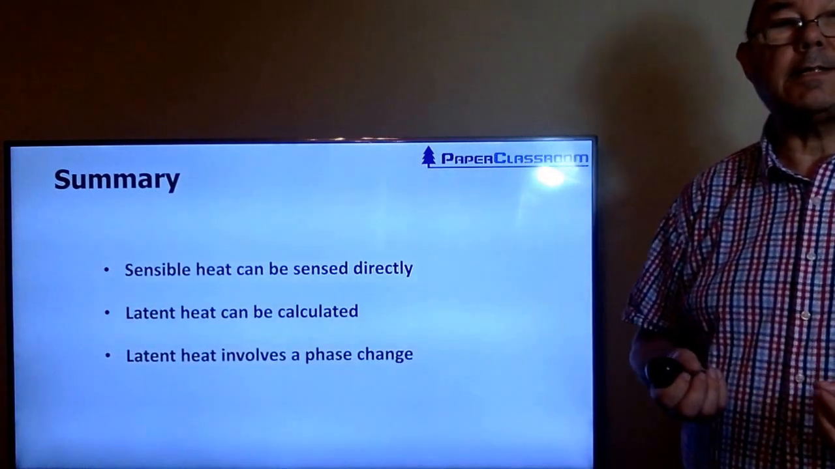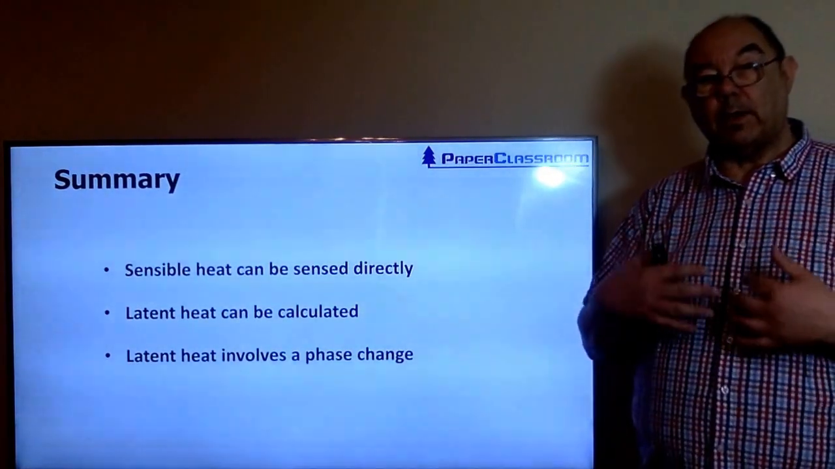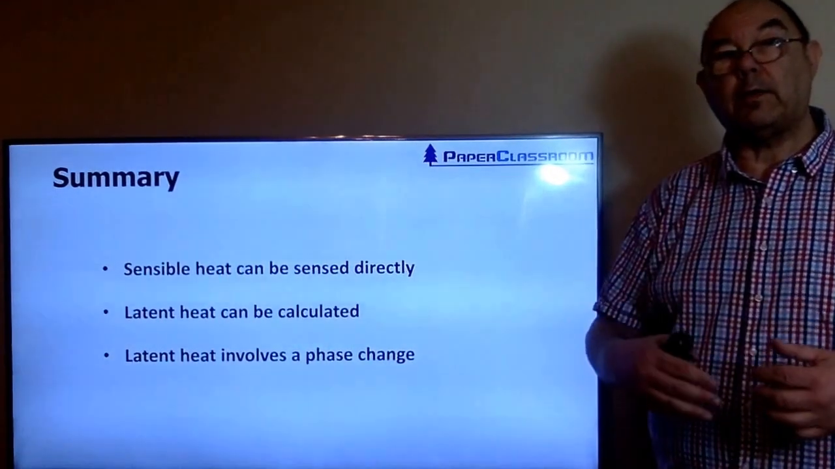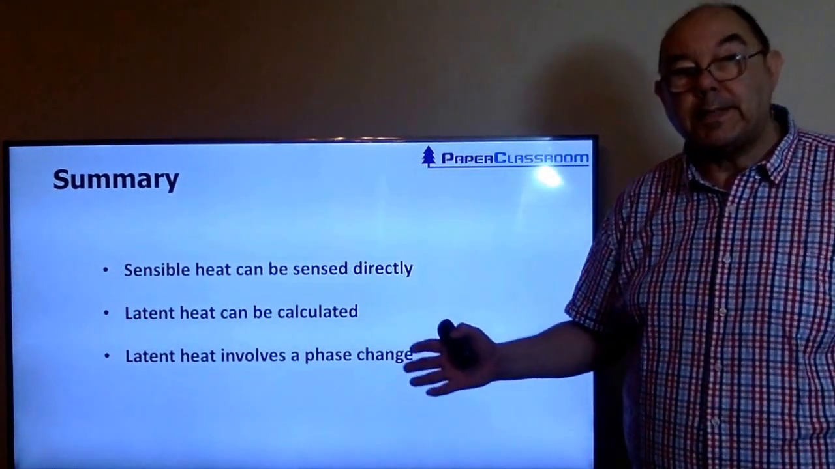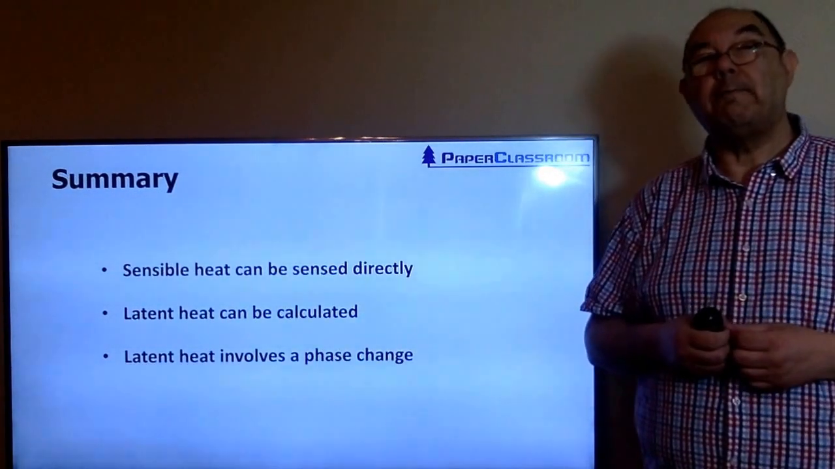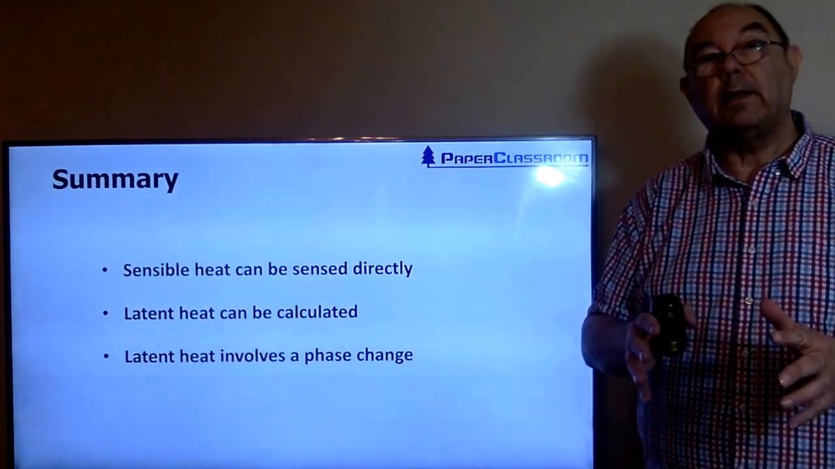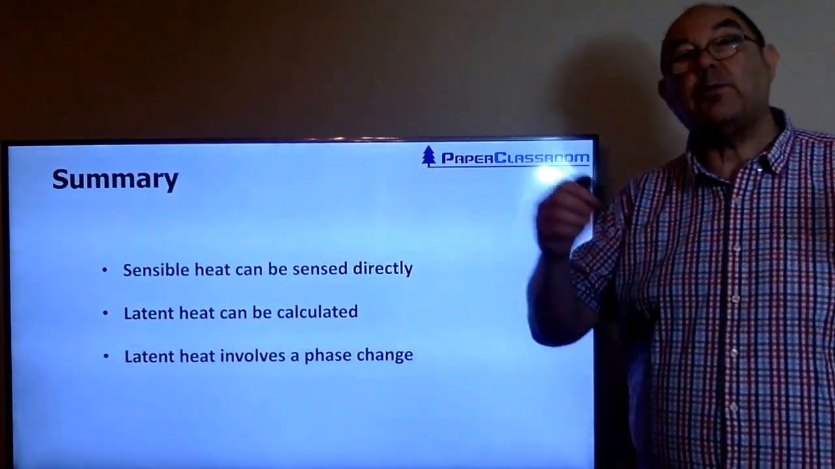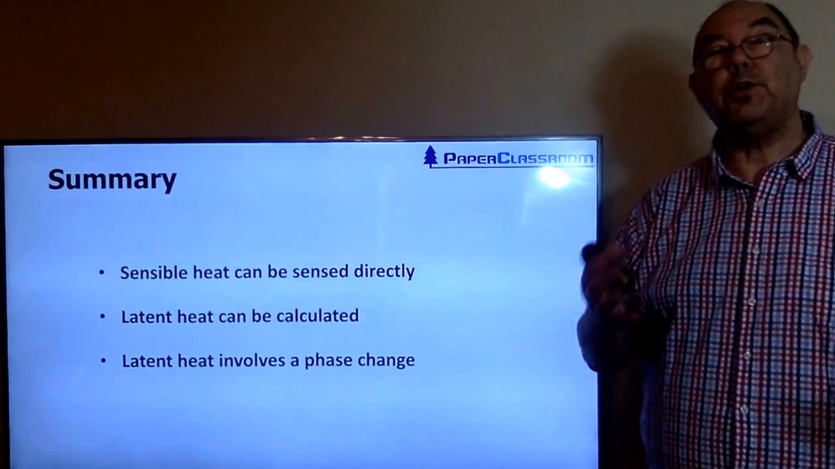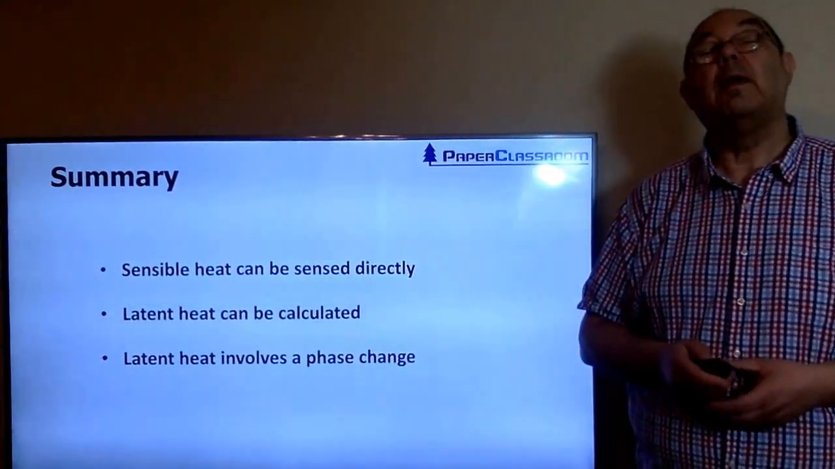So latent heat involves a phase change. If you're going from a solid to a liquid or a liquid to a gas, you need to take in latent heat to give it that extra energy. If you're going from a gas to a liquid or a liquid to a solid, then you are giving out all that latent heat because you're reducing the energy needs of that particular item.